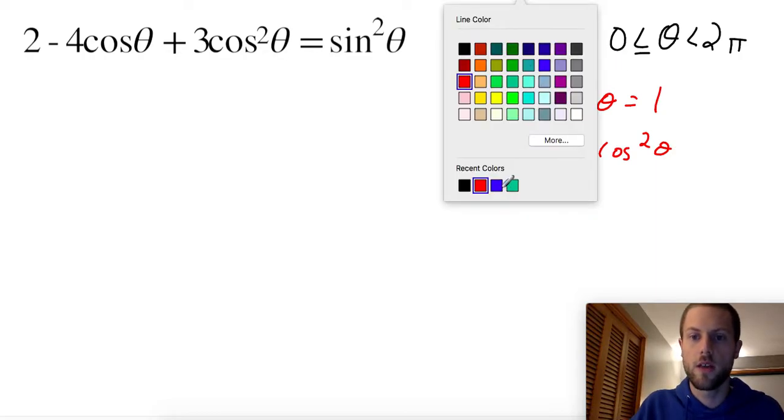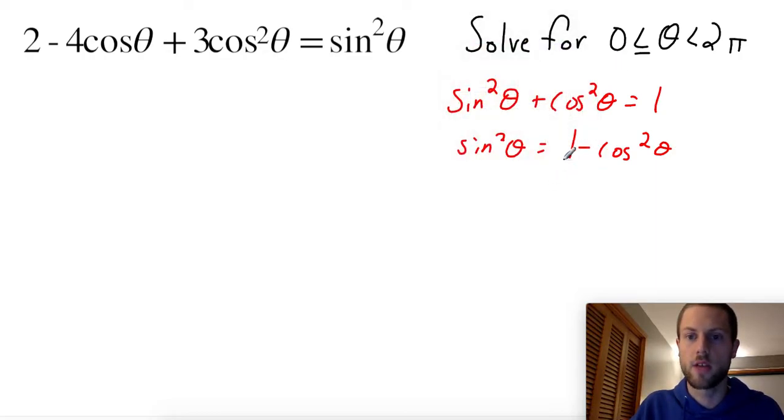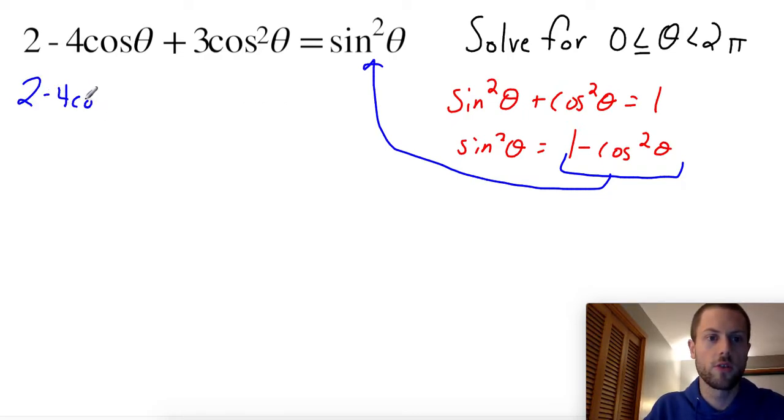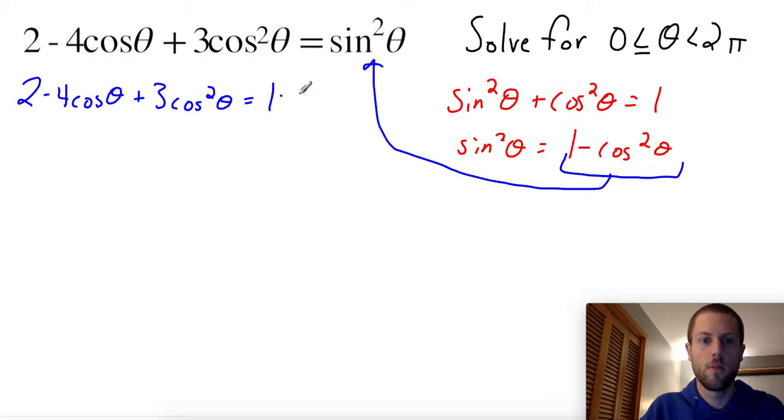So what I can do then is not have to worry about the sine squared of theta anymore by substituting all of that in for sine squared of theta. So let's do that and rewrite my equation. So I've got 2 minus 4 cosine of theta plus 3 cosine squared of theta, and that's going to equal 1 minus cosine squared of theta.